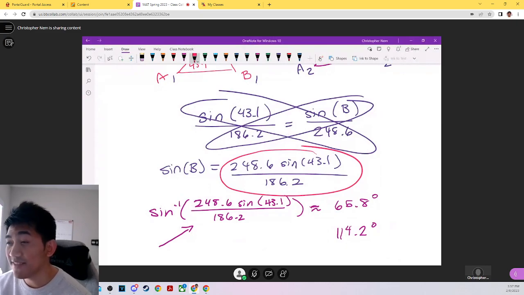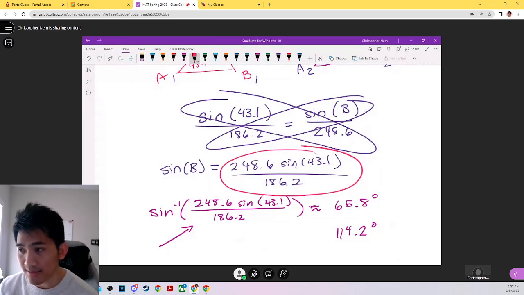And this is going to give you 65.8 degrees on your calculator. It's only one solution. However, when you think about it, remember, your calculator only works for that function when I cut off the domain and range. So you have to account for the other angle that has the same reference angle. How do you calculate it? You do 180 minus 65.8. If you do that, you get 114.2 degrees.